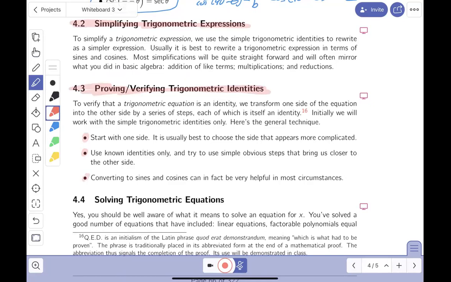Converting sines and cosines can in fact be very helpful in most circumstances. So here's the deal. If you're seeing something, maybe if you convert everything into sines and cosines, life will get easier. Not always. All right, last but not least, let's talk about this.